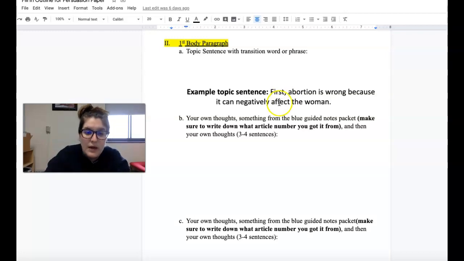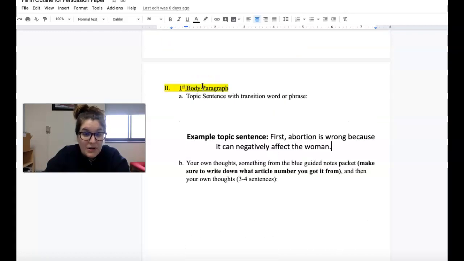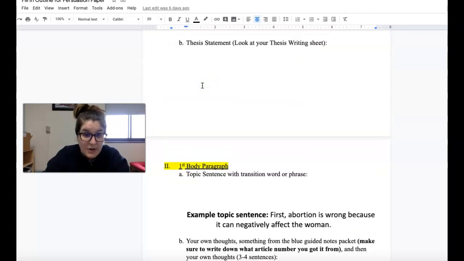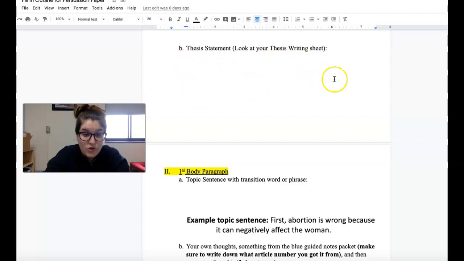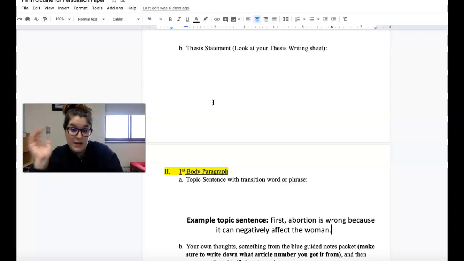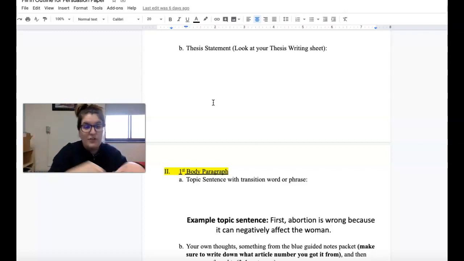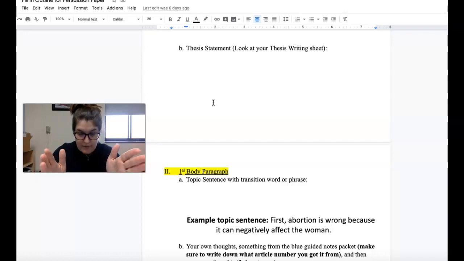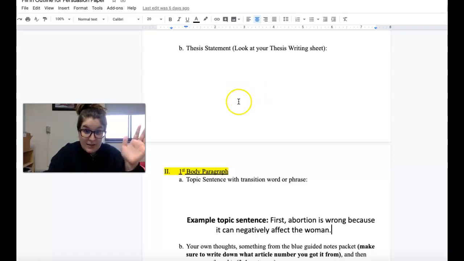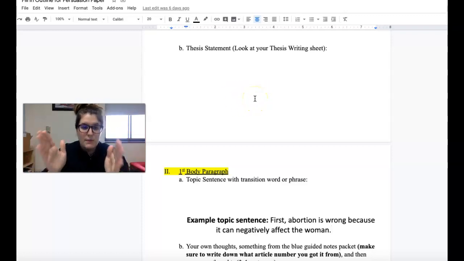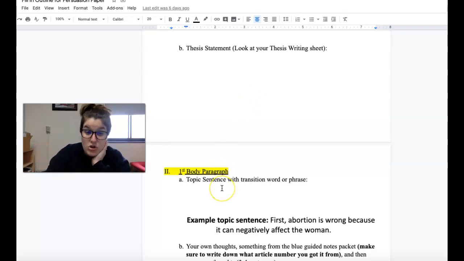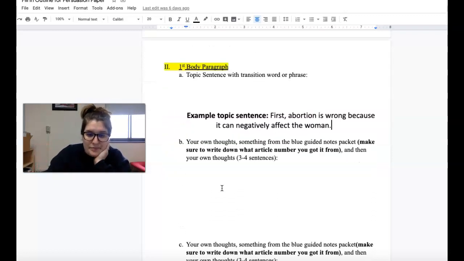It's important, okay? And your body paragraphs, I forgot to mention this, your body paragraphs should match the order that you wrote your thesis statement. So if I say abortion is wrong because it can negatively affect the woman, the fetus feels pain, and a fetus is a baby, it can negatively affect the woman is the first thing in my thesis statement. So it would be the first body paragraph. Okay, those should match. All right.